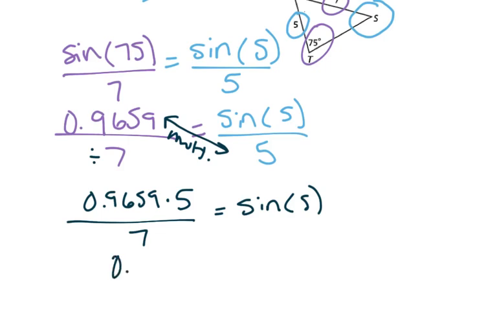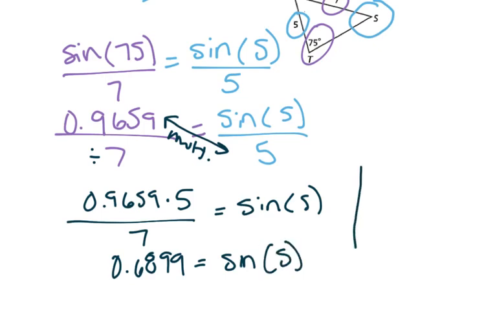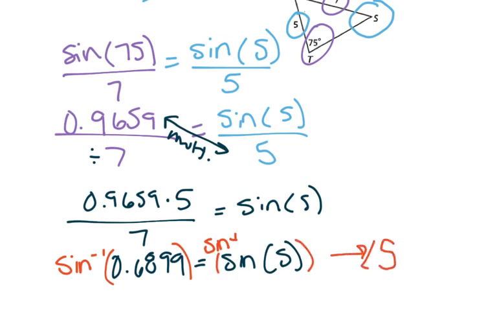So our value is 0.6899, but we're not quite done because we wanted s and we have sine of s. That means I need to take the inverse sine of both sides. If I take inverse sine of this digit and inverse sine of sine s, we're left with angle s equal to inverse sine of that decimal, so 43.63 degrees.